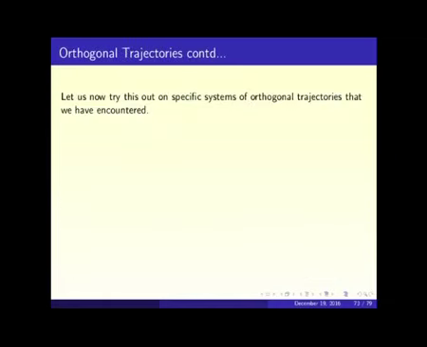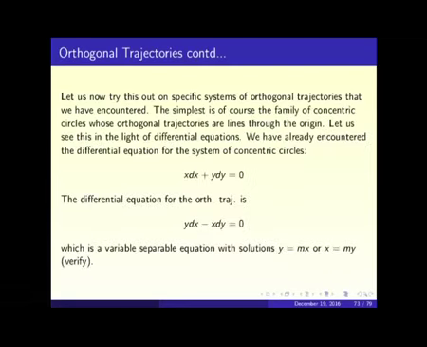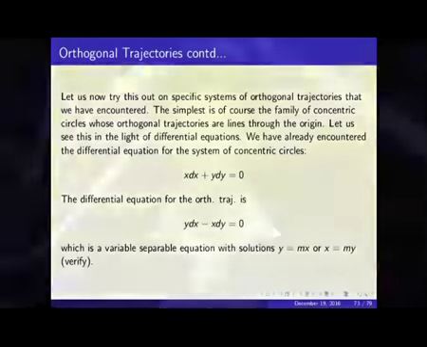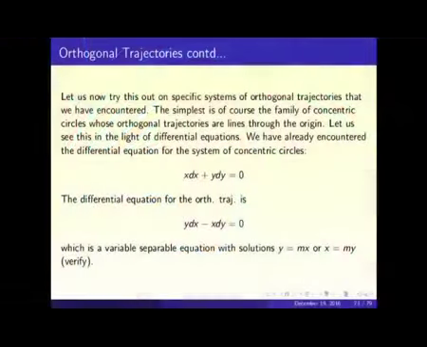So now let us try this out on some specific systems of orthogonal trajectories that we have encountered. The first, of course, is the family of concentric circles. What is the differential equation for that? We have derived it: x dx plus y dy equal to 0. So what is the differential equation for the orthogonal trajectories? y dx minus x dy equal to 0. It's a variable separable equation and the solutions are y equal to mx or x equal to my. So the orthogonal trajectories are lines through the origin, and everybody knows that a circle with center at the origin cuts a line through the origin orthogonally.